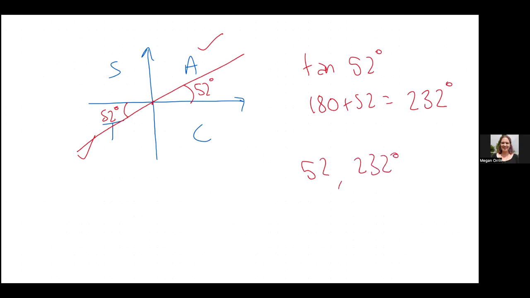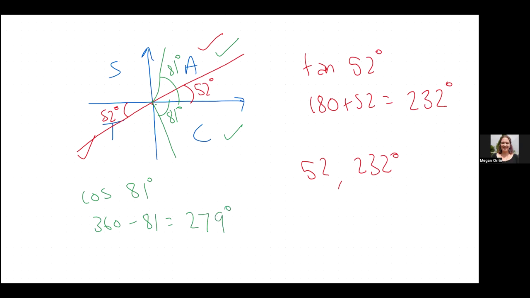All right, find me another one, please. Find me cosine of 81. Okay, so cosine 81 is like up here. So hopefully you've realized you're allowed to be in these two quadrants. So if this is 81, we should have 360 minus 81, which gives us 279, which means our two angles are 81 and 279.